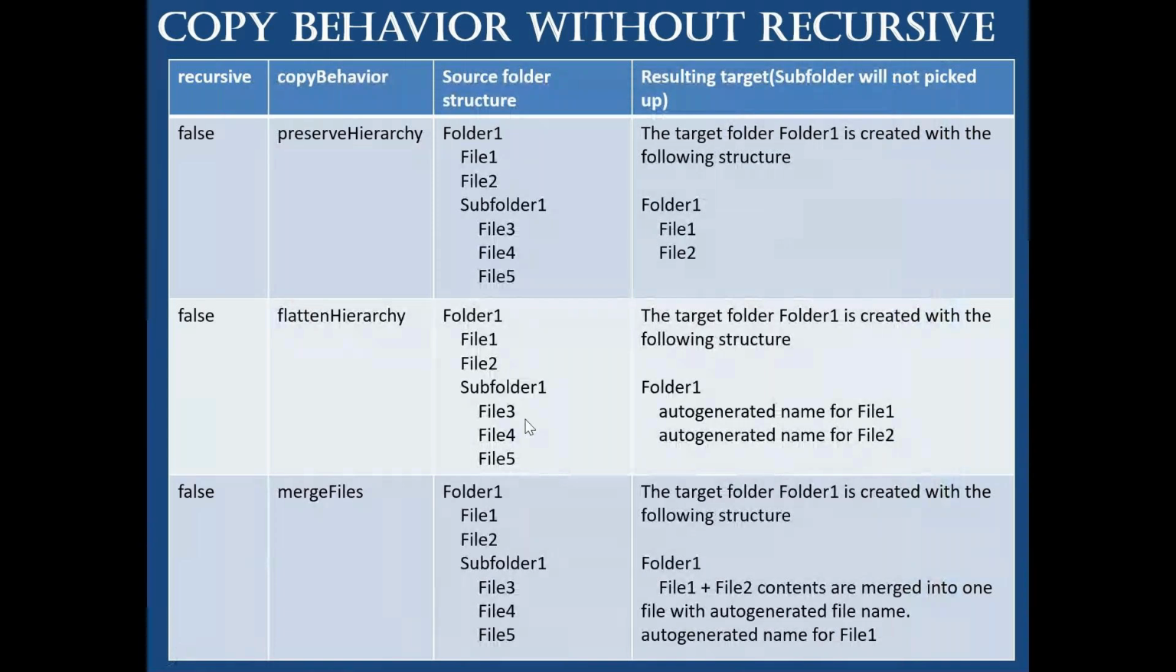Here, what you are seeing, Tim? Recursive equal to false. When recursive equal to false and copy behavior is preserved hierarchy, it is considering only the main folder. Here also you see it is considering only the main folder. Here also it is considering the main folder, file 1 plus file 2 is combined. Clear?